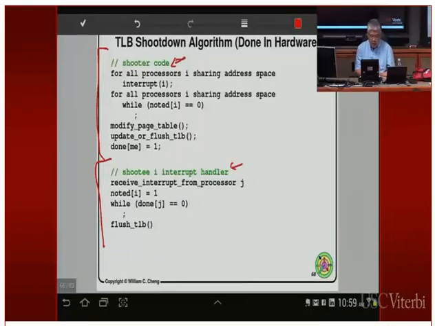Okay, so the shooter code looks like this. For all the processors I that are sharing the same address space, using the same page table, you need to interrupt those processors. You need to pull their interrupt line to tell them, so I guess there's going to be a translation look-aside buffer shoot down interrupt, so that they can all go into the interrupt and wait for you to modify that page table entry. You want to interrupt all of them, and then the shooter has to wait for all these processors to get to that nice place.